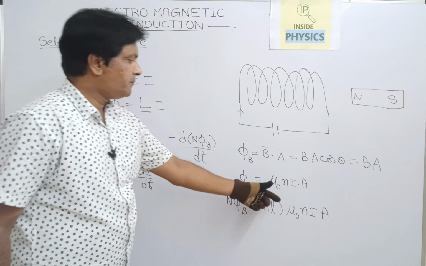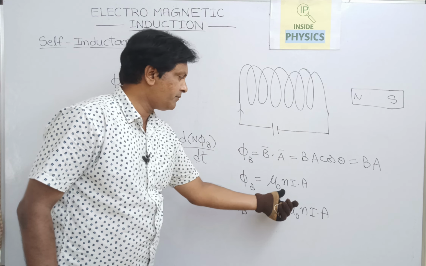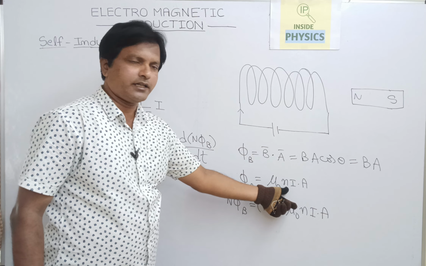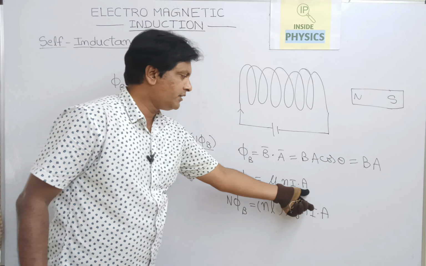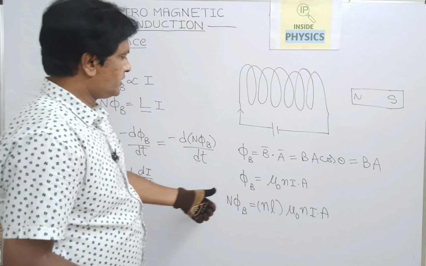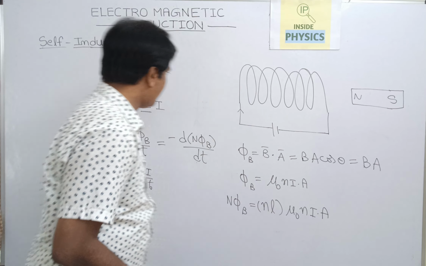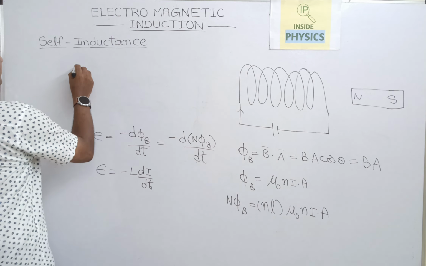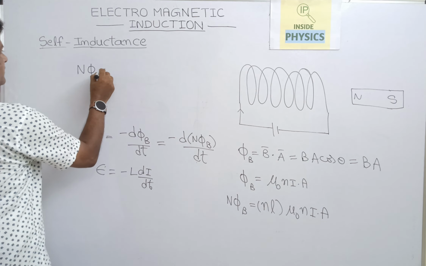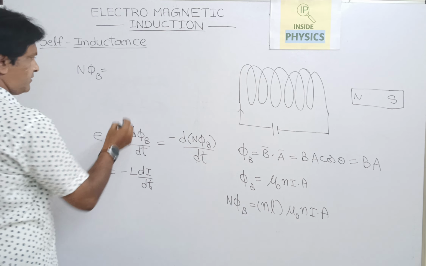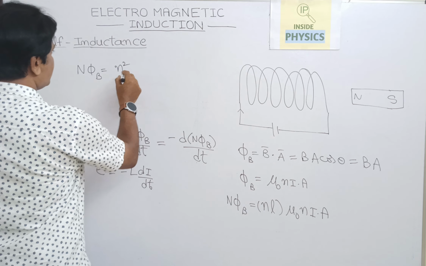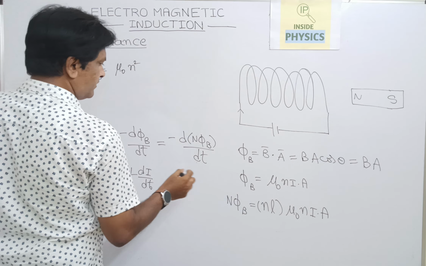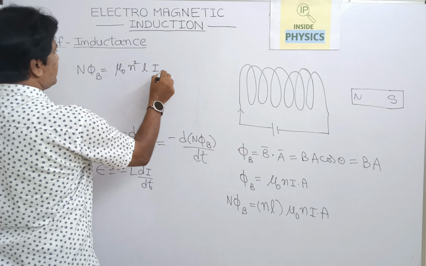So from that, B is the magnetic induction due to a solenoid, mu naught is the permeability of free space, n is the number of turns per unit length, I is the current in the coil, A is the area of the loop. So here we can understand by this formula. I will write here N phi B is equal to mu naught N square L I A.